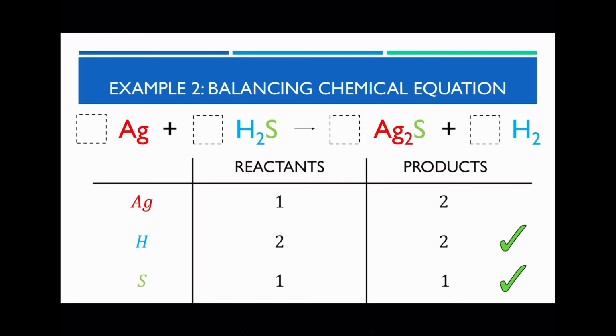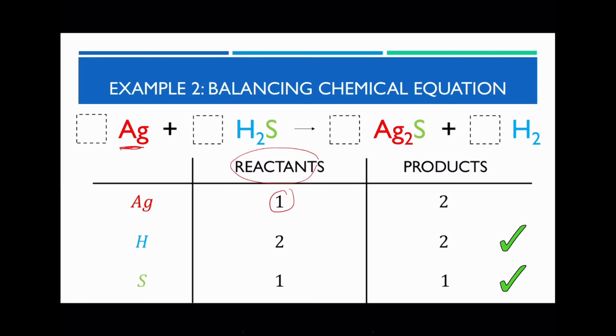In this case, notice that the reactants are lacking silver atoms, so we need to add more silver atoms. Because we need to add more on the reactant side, we need to add a number in front of the chemical symbol that contains silver. In this case, this is where silver is, so we're going to add a number in front.